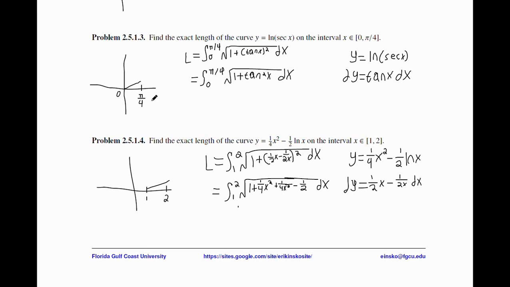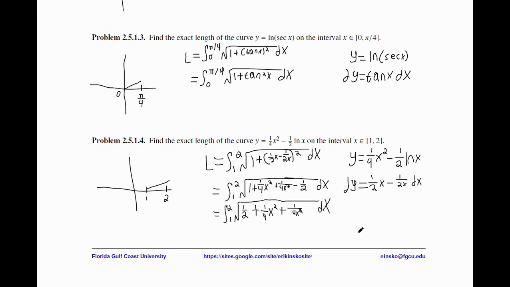And we're not done yet, because this 1 can be combined with this minus 1/2, and you get the integral from 2 to 1 of the square root of 1/2 plus 1/4 x squared plus 1 over 4x squared dx. And that's it.